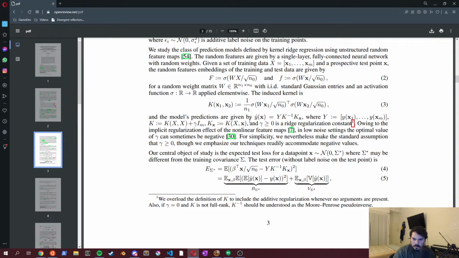So yeah, they're saying that this K is somehow, okay, I guess these K's are needed to basically find that closed form solution for the training.